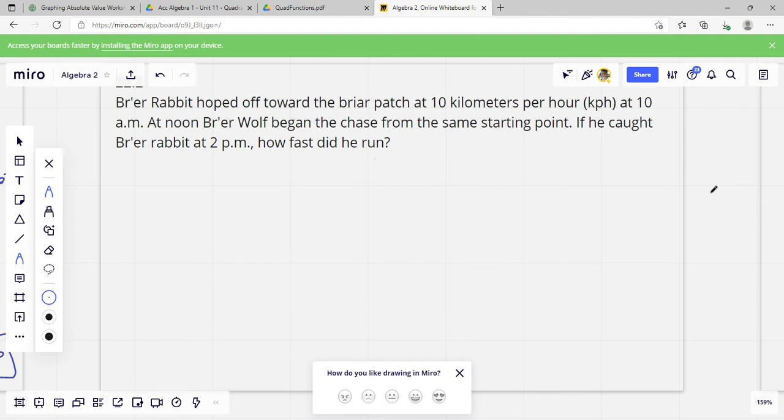Brer Rabbit hopped off toward the briar patch at 10 kilometers per hour at 10 a.m. At noon, Brer Wolf began to chase from the same point. If he caught Brer Rabbit at 2 p.m., how fast did he run? Okay, so we could draw a little diagram to show us. Actually, that's not right.